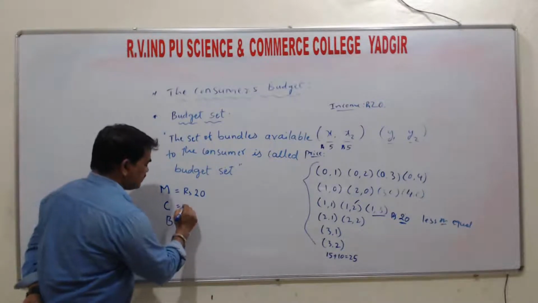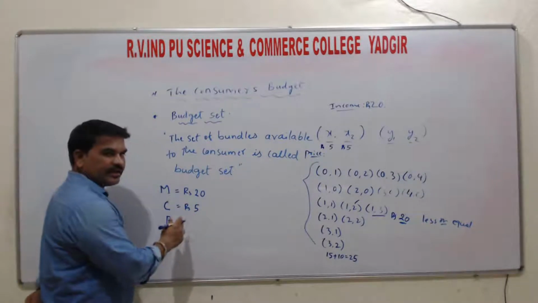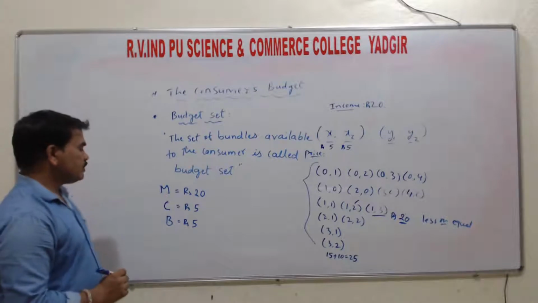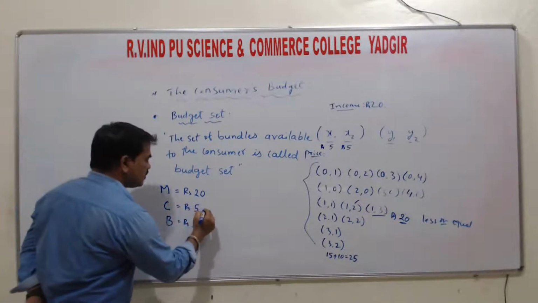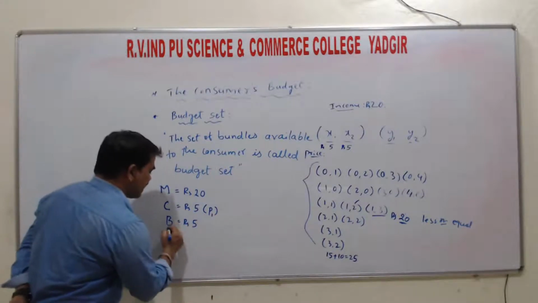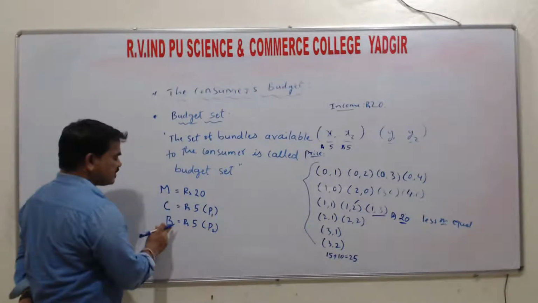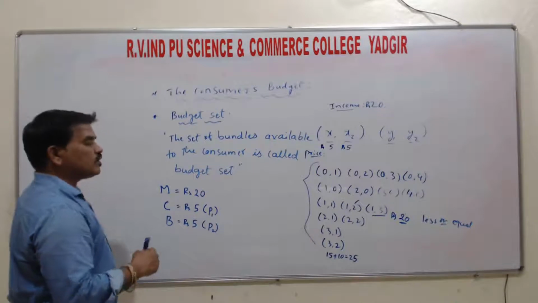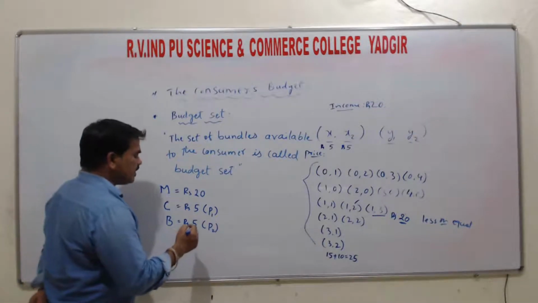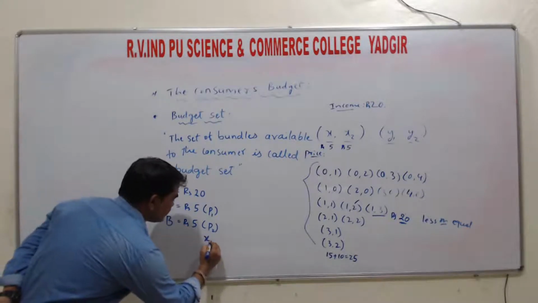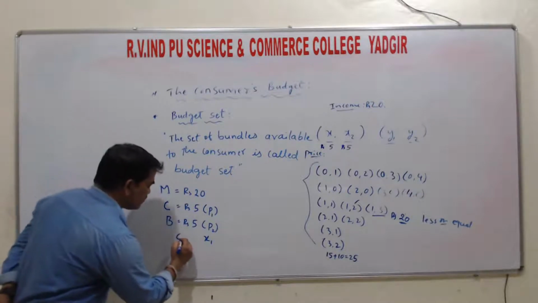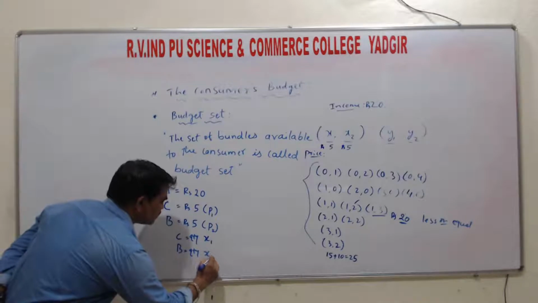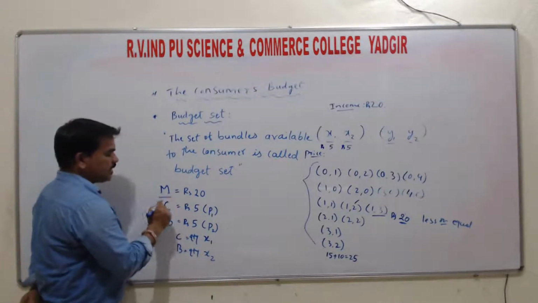And the price is given here. The price of chocolate is 5 rupees. We can take any price, but for our convenience we are taking this, and the price of biscuit is 5 as well. The price of chocolate we call P1, and the price of biscuit is P2. And what are the quantities? The quantity of chocolate I will call X1, and for biscuits I will call the quantity X2. Remember this: M means his total income.